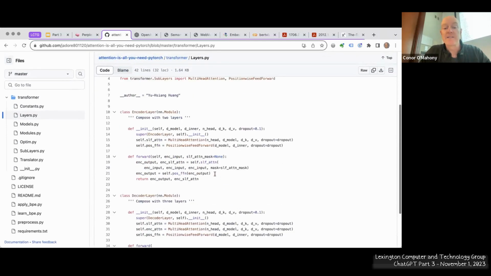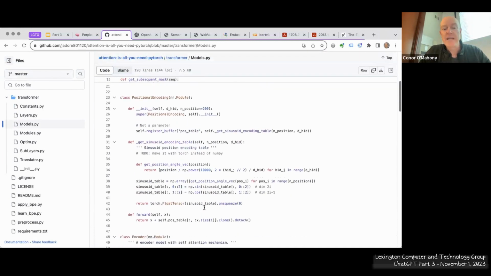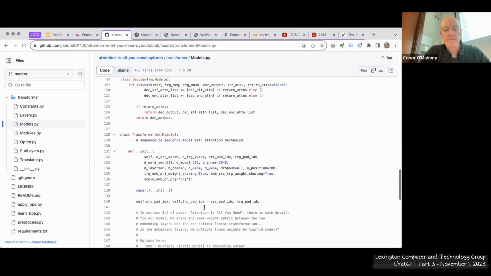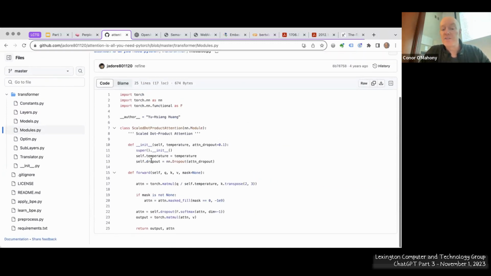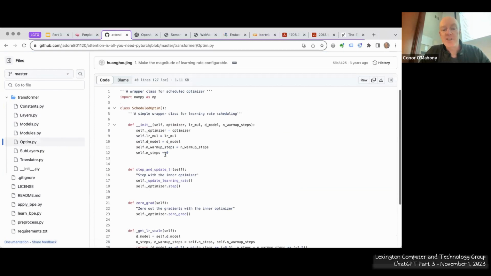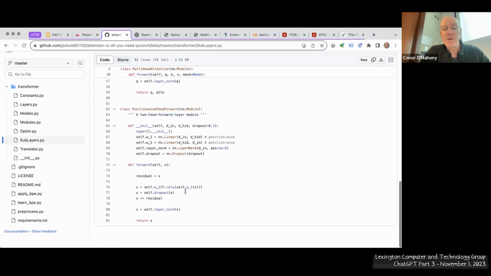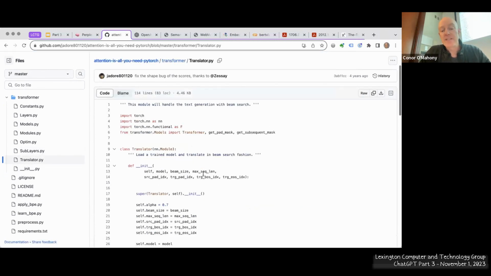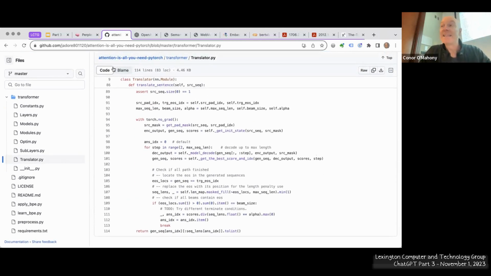It's only 42 lines. Here's the code to implement the models. It's 198 lines. Here's the code to implement the modules. It's only 25 lines. The optimization, it's only 40 lines. The sublayers, 82 lines. And the translator, because this particular transformer is a translator, 114 lines. So it's not a lot of code to create a very complex system like this.